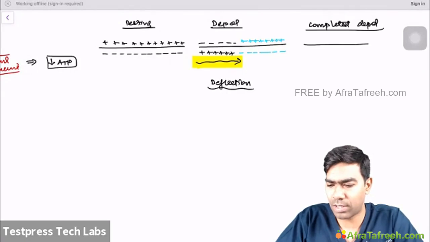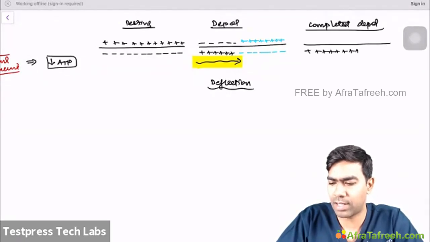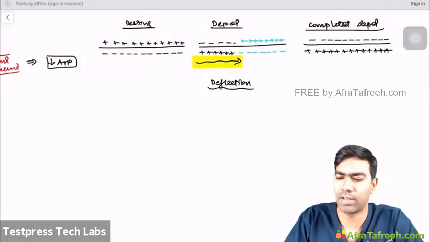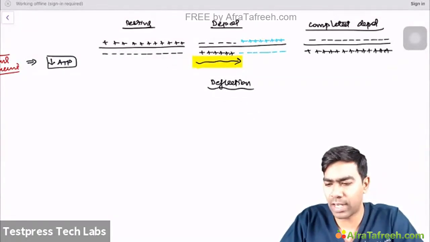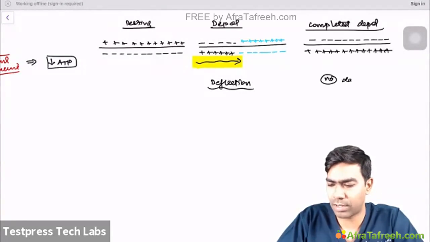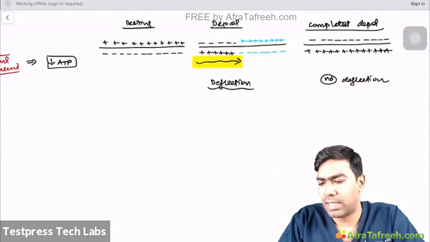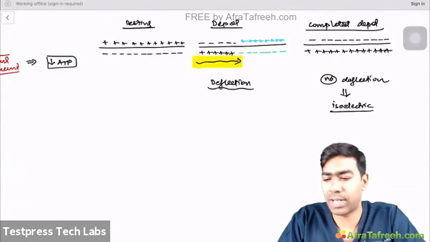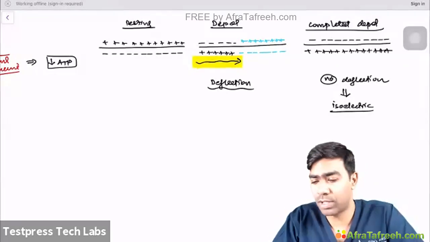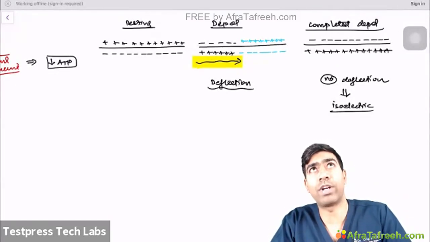Completed depolarization, you are going to get full positive inside, which means the entire cell and the entire membrane has become depolarized and the entire outside has become negative. This is a full depolarization. And during this time, you will not get any deflection. That's really, really important. And this no deflection point is where you get some isoelectric segments. For example, an ST segment is formed during the no deflection point only.